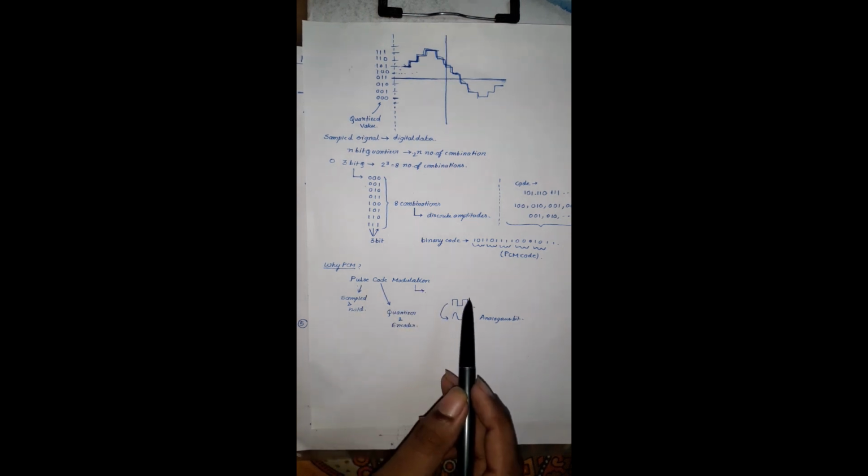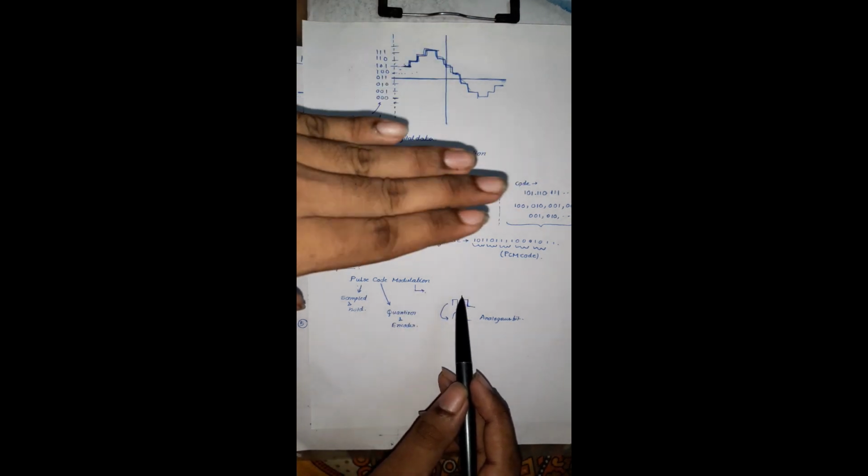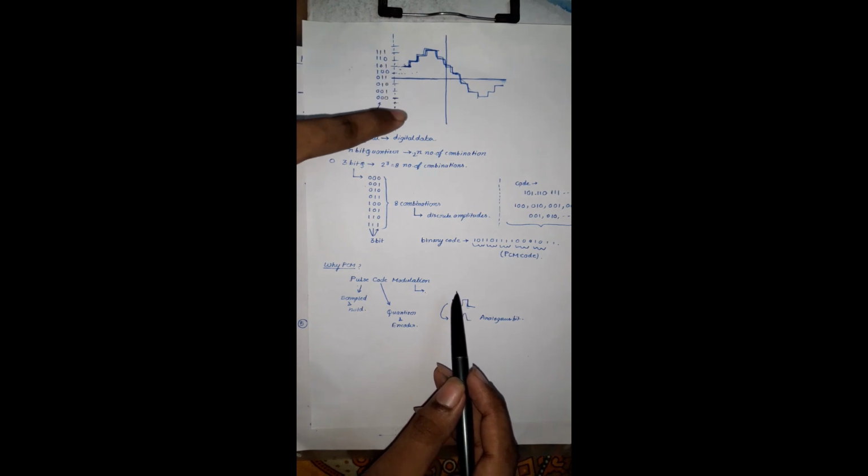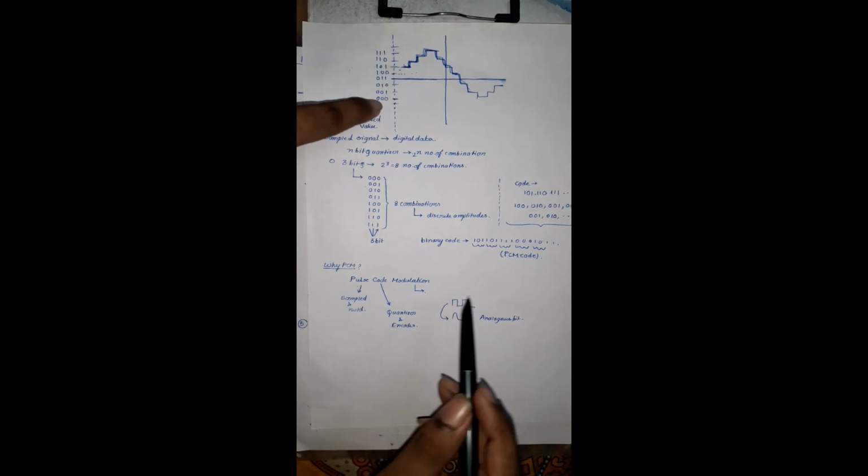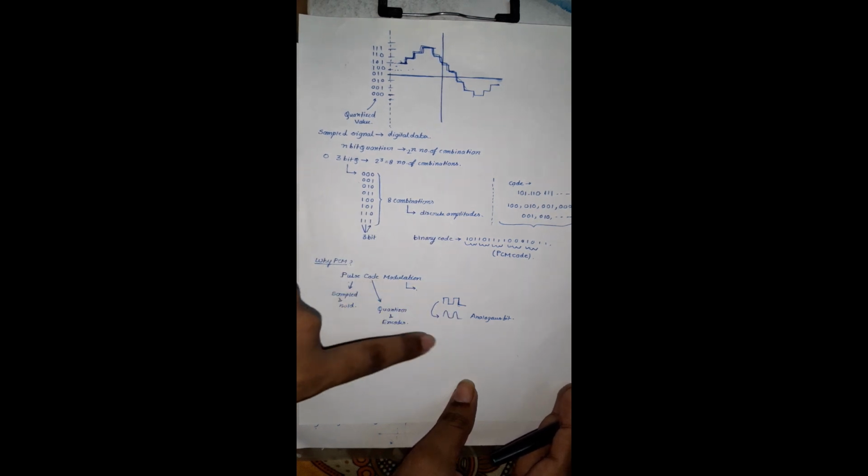Pulse code modulation means first pulses are generated, that means first sampling is done, and from that sampling, quantizing is done. From the sampling, several discrete values have been generated. From sample to quantization, that is the pulse code, and after quantizing the values are transmitted through the channel by some analog signals. That is called the modulation. That is the total name, pulse code modulation.